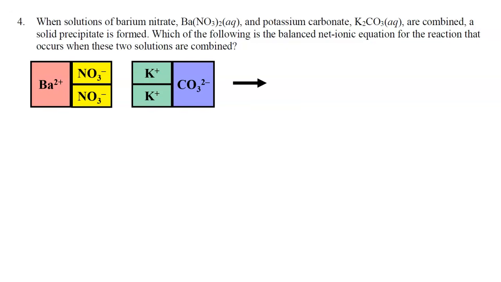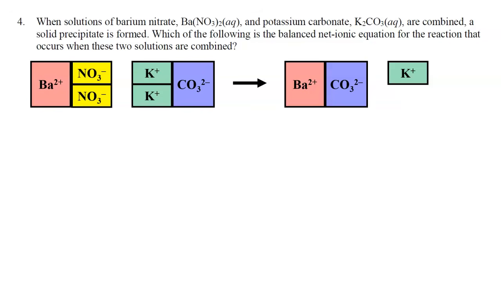So barium is now going to be combined with the carbonate ion, and the formula of barium carbonate is BaCO3, and the charges on those 2 ions cancel each other out. The other product of this chemical reaction is potassium nitrate, and the charge on potassium and nitrate cancel each other out, so the formula of potassium nitrate is KNO3. Now, in order to balance the overall chemical equation, I do need to add a coefficient of 2 in front of the potassium nitrate.